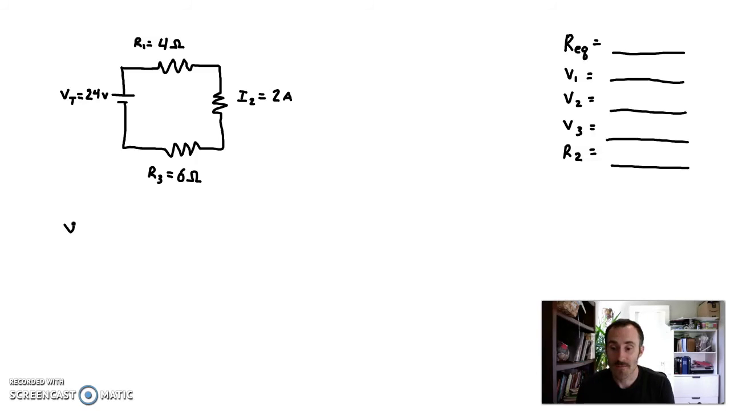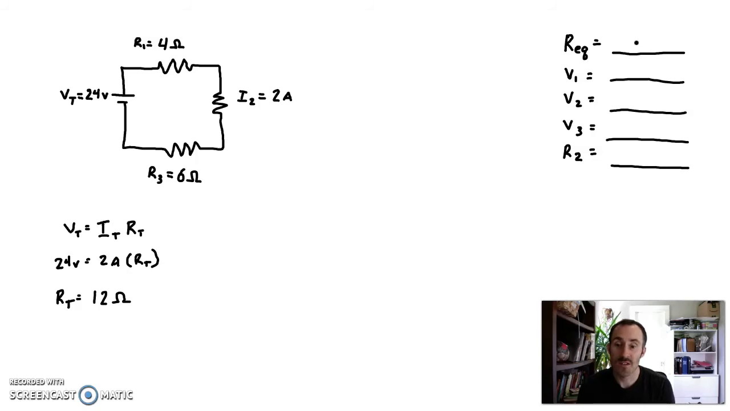So Vt is equal to It times RT, or Req, same thing. So I know that Vt is 24 volts. I know that It is 2 amps. And so then I can solve for RT. Divide by 2, and I get the equivalent resistance is 12 ohms.